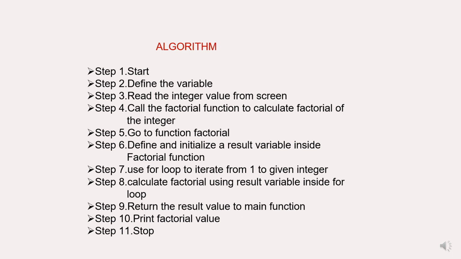Now use a for loop which loops from 1 until the given number, incremented by 1. Inside the loop, multiply the already declared variable result with the loop variable, that is i, and the factorial will be stored in the variable result. Now return this result variable to the main function where it can be printed.